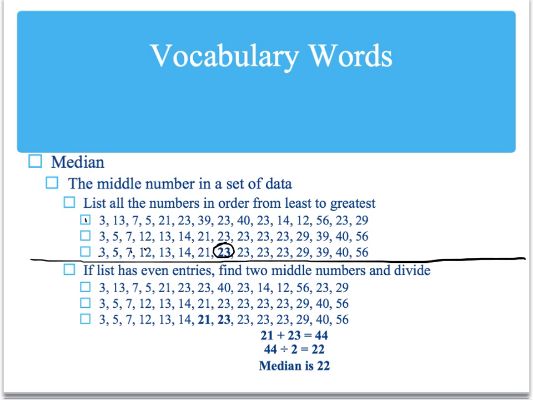If it has an even number of entries, you're going to find the two middle numbers and divide. So, right here is our list. We've got to put it into numerical order. We're going to find the two middle numbers right here. We're going to add them, divide by 2, so our median for that one is 22. Two different ways to do it. It depends how many numbers are available. If it's an odd amount, pretty simple. You just find the middle number. Make sure you order them from least to greatest. If it's an even number, then you're going to find those two middle ones, and you're going to add and divide.